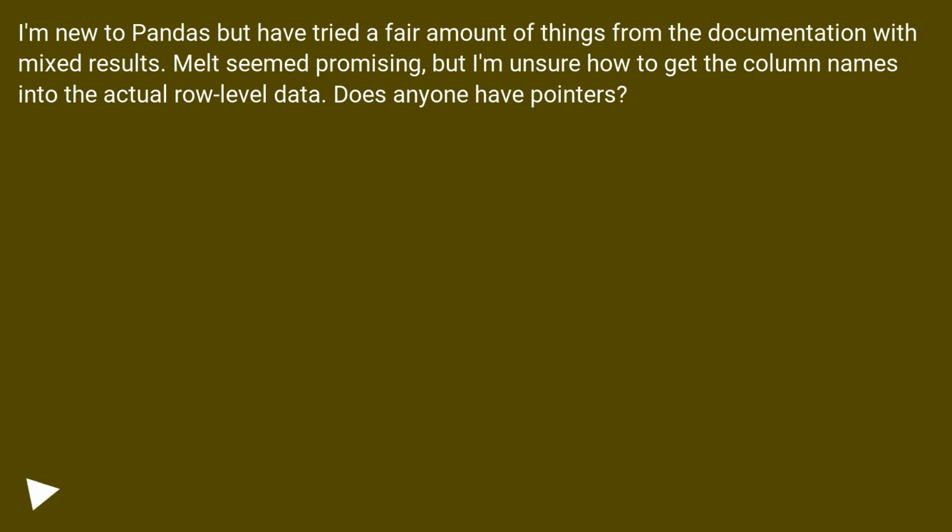I'm new to Pandas but have tried a fair amount of things from the documentation with mixed results. Melt seemed promising, but I'm unsure how to get the column names into the actual row level data. Does anyone have pointers?